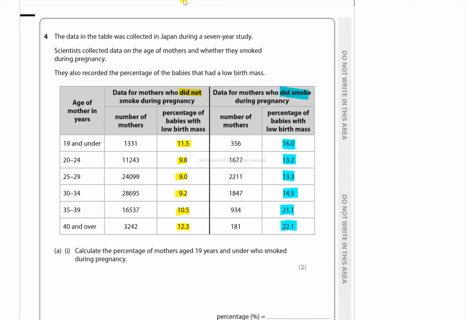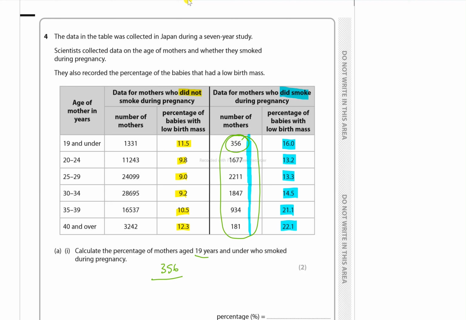Okay, there's low numbers here. So if you look here, there's a low number of subjects or participants in the survey, well, the data that they've studied. Right, calculate the percentage of mothers under the age of 19 who smoked during pregnancy. Right, what you do is under 19 who smoked. So we're looking at this bit here. So it's 356 out of a total of, we add all them.